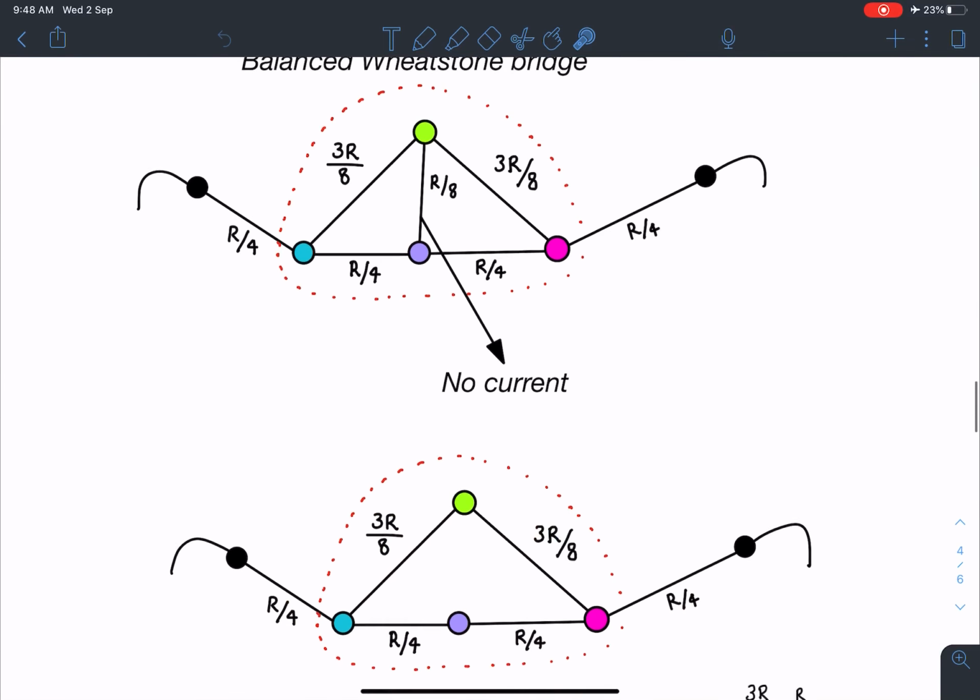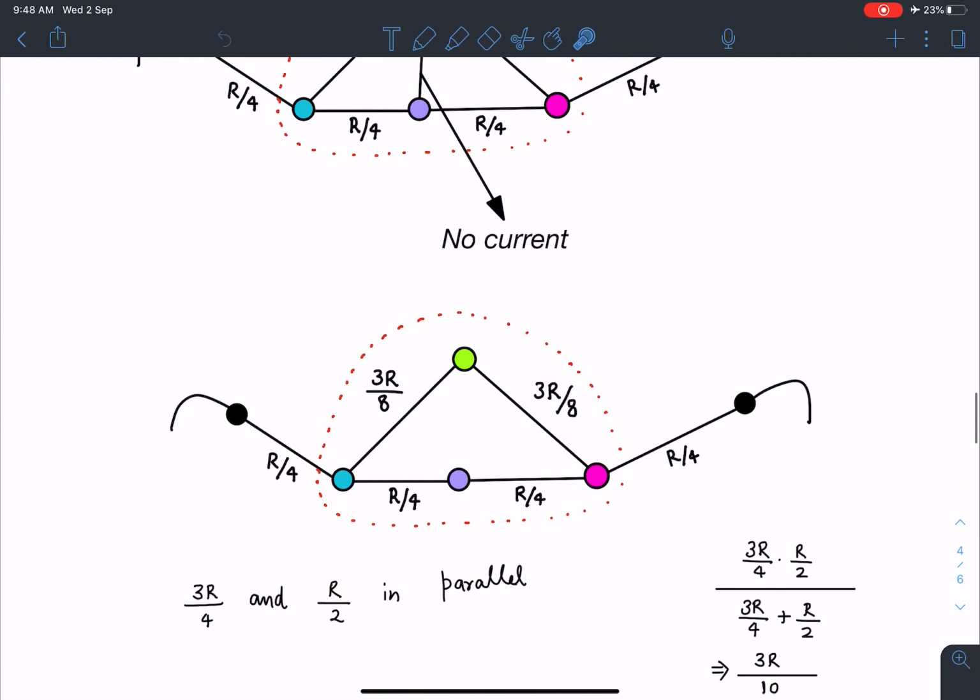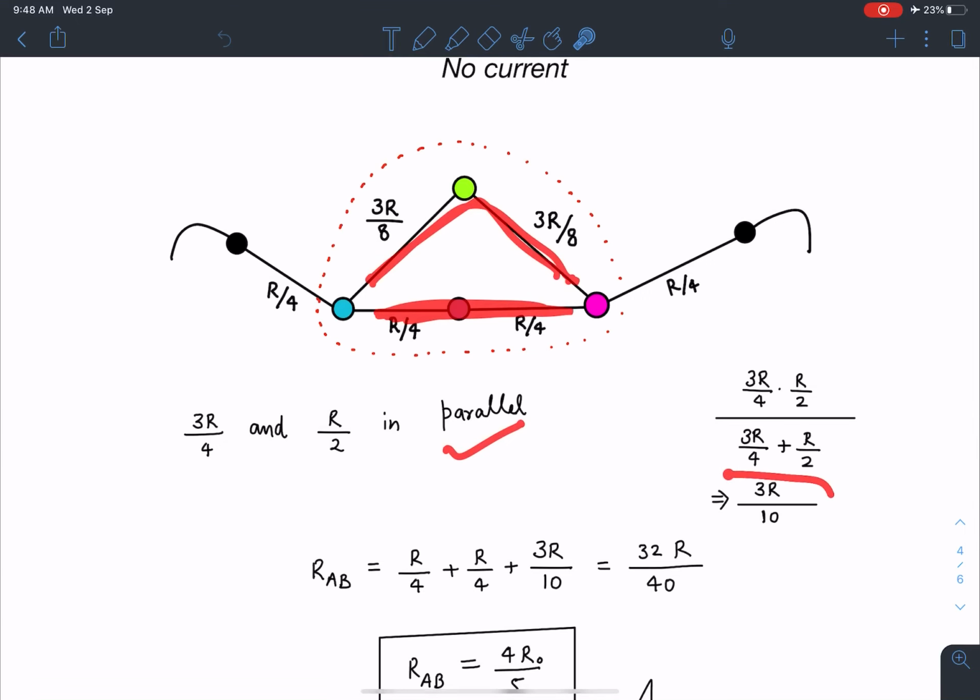So now you can see how simple a circuit we are going to get finally if you just give the proper coloring to this circuit. So this 3R by 8, 3R by 8 in series is going to give us 3R by 4, and this R by 4, R by 4 in series. So here we are having R by 2, and here we are having 3R by 4. They are in parallel, so their effective resistance is 3R by 10.